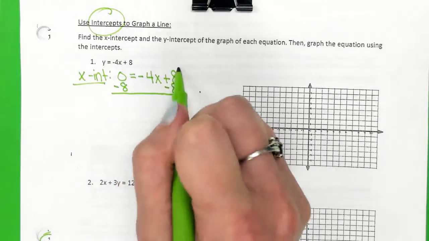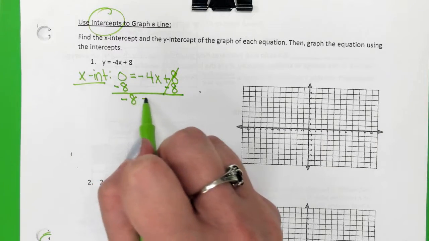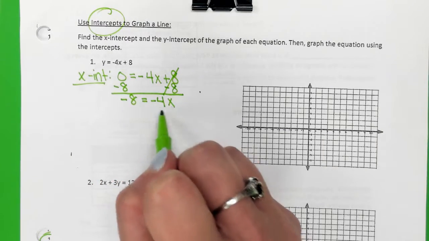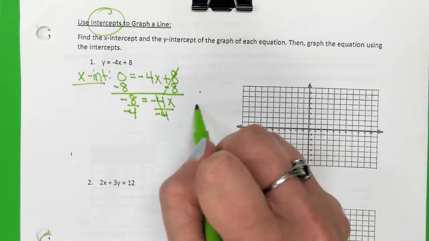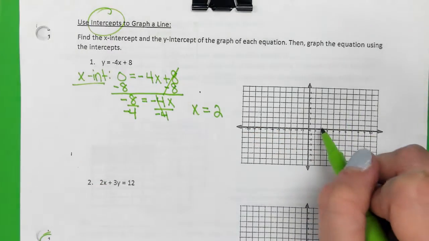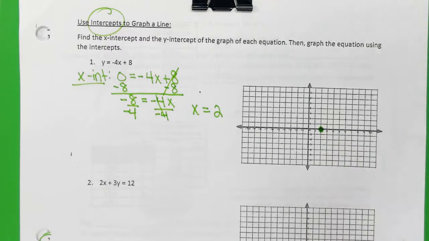We're almost done. So you got -8 equals -4x. So what is your x-intercept? 2. So you go right here to x, and you put yourself a little happy dot. With me? Come on, we almost done. Stay with me.